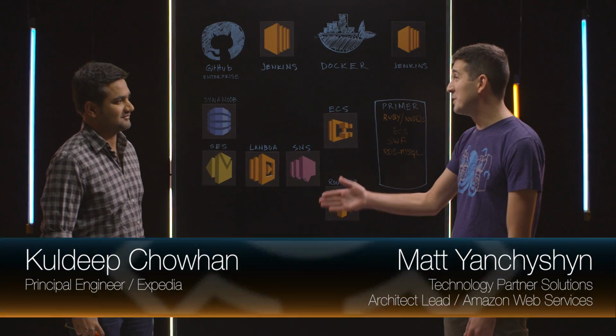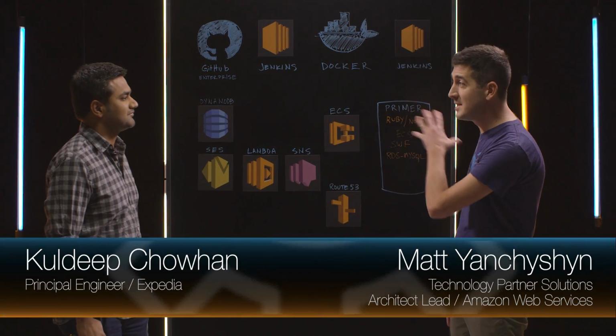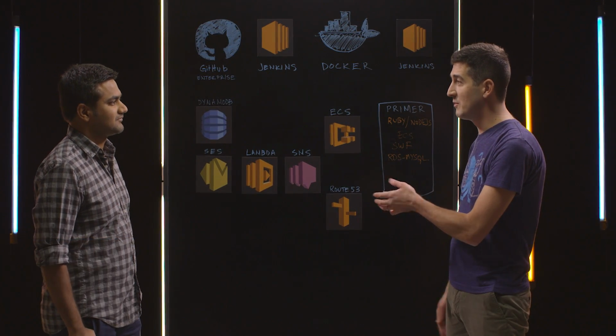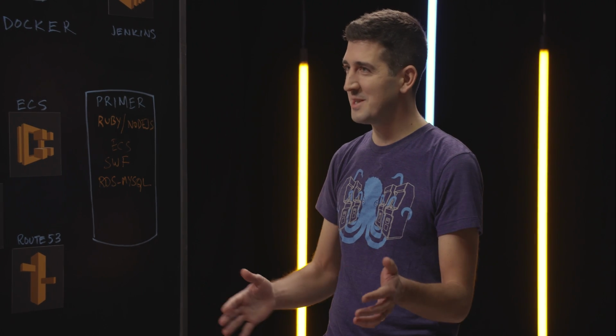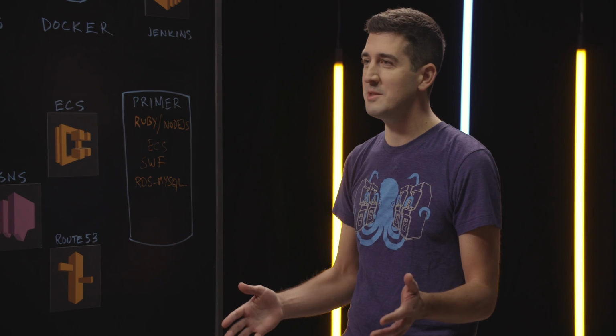I'm Matt, and I'm joined by Kuldeep from Expedia, who's going to walk us through the CI/CD platform that they built to make it easier for developers to deploy to AWS. Is that right? Yep. Okay, cool. So CI/CD, DevOps, a lot of enterprises trying to make this transformation. What did you guys do to make this easier?